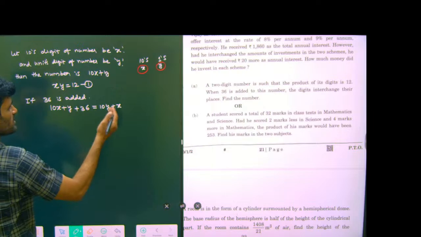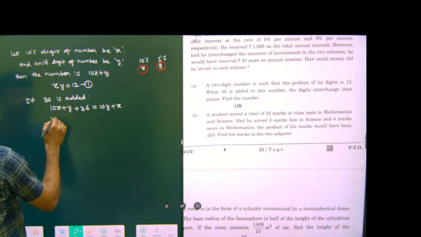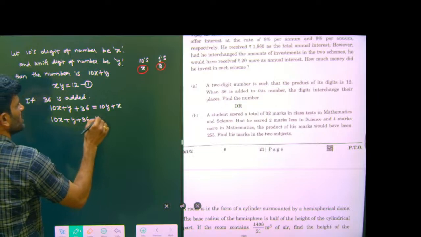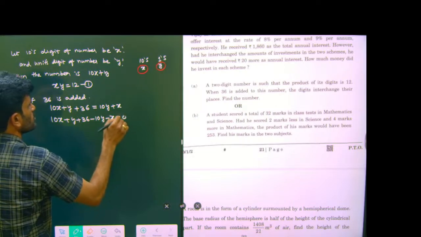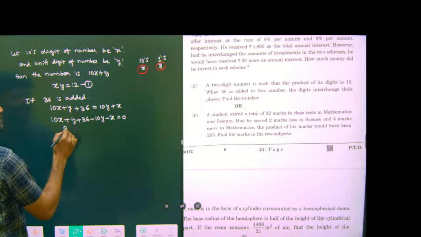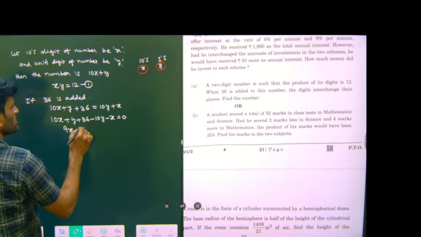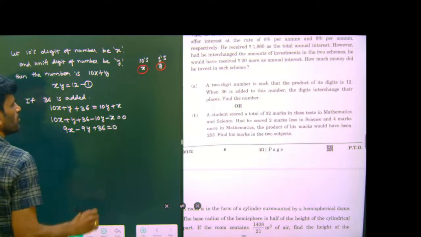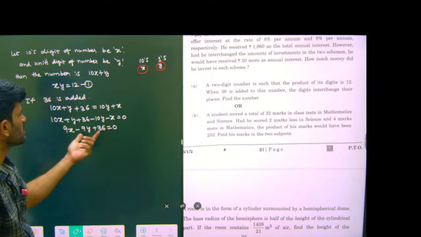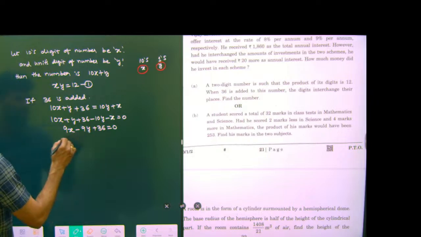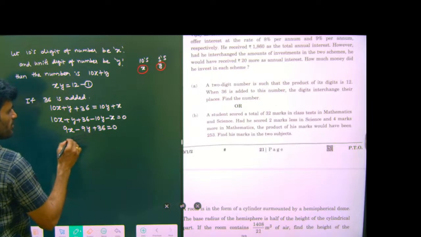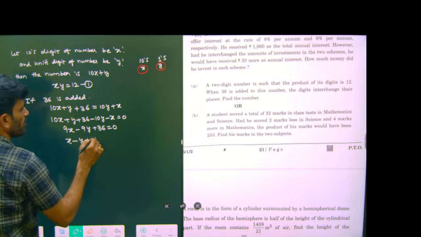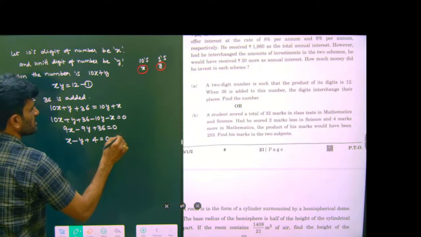Now we have to simplify this. 10y and x, both you transpose this side. 10x plus y plus 36 minus 10y minus x is equal to 0. Now 10x minus x is 9x, and y minus 10y is minus 9y, plus 36 is equal to 0. Now everywhere you can divide this equation by 9 so that we get a simpler one. Then we get x minus y plus 4 is equal to 0. This is equation 2.